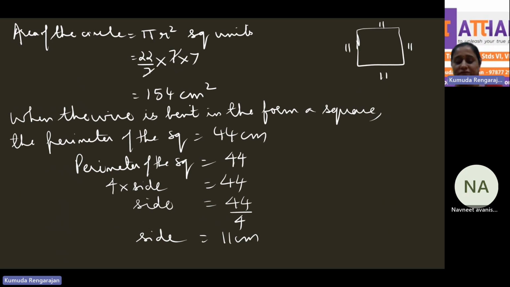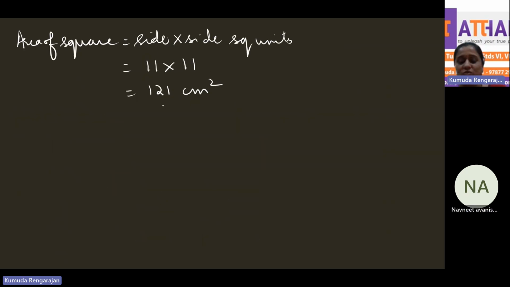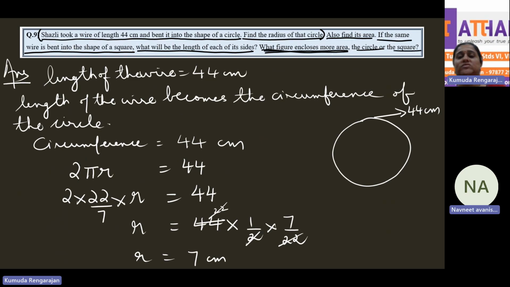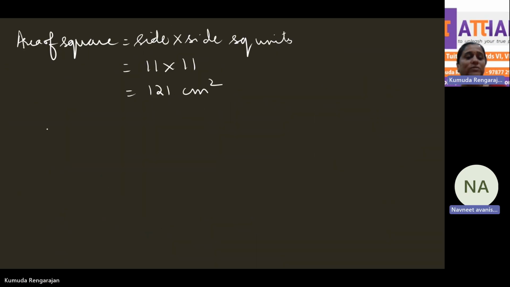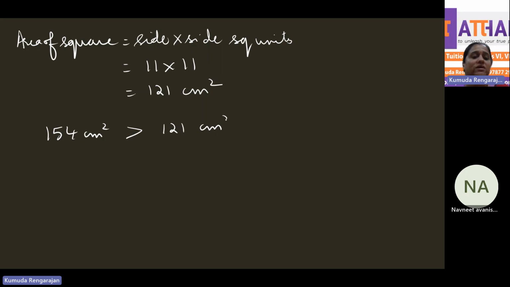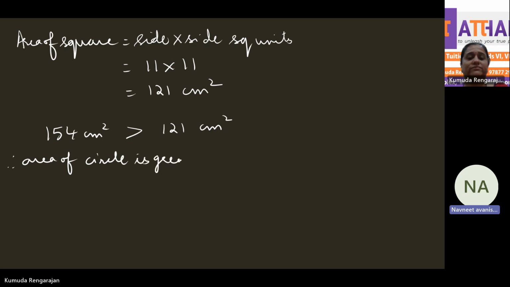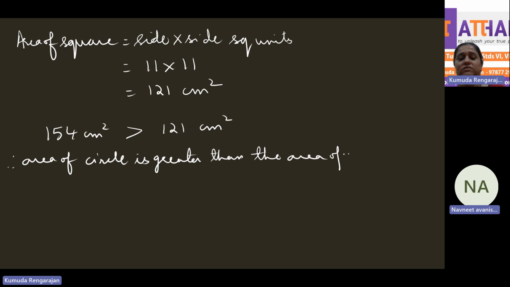Now, which area is more? Area of circle is 154. Area of square is 121. Which encloses more area? Circle. So you must say 154 centimeter square is greater than 121 centimeter square. Therefore, area of circle is greater than the area of square.